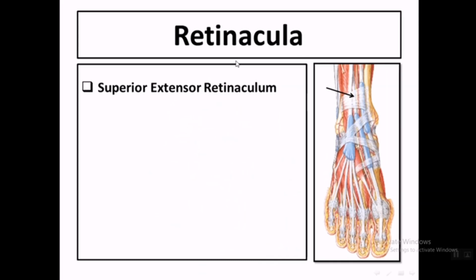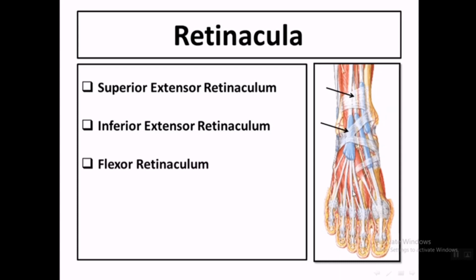What do we call the retinacula? Retinaculum معناها in Arabic معناها القيد. Retinaculum is an extension or thickening of deep fascia that holds the tendons in position. Here we have the superior extensor retinaculum extending in between the distal end of the tibia and fibula, and we have the inferior extensor retinaculum, which is a Y-shaped thickening of deep fascia holding the extensor tendons in position.